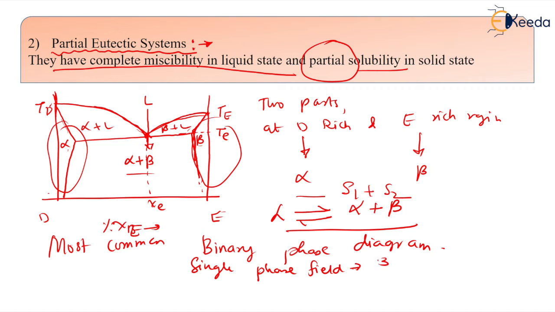So three single phases, alpha, beta and liquid, and two phase fields. How many double phase fields are there here? See here, this is alpha plus liquid, beta plus liquid and alpha plus beta. So there are again three two phase fields. And you can see the number of reactions in the diagram is how many?